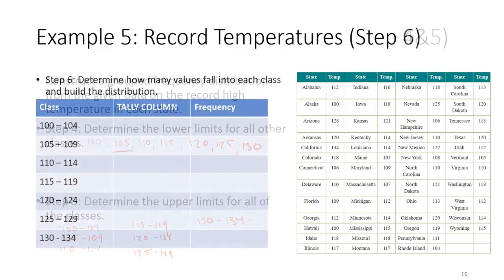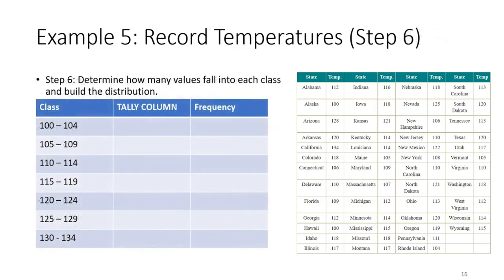The final step is to determine how many data values fall within each of these classes. And so we need to go through and count and figure out where these values fall. For example, 112 would be between 110 and 114, so we'll just write a little dash here as a tally. We're just going to keep track. 100 would fall in this column. 128 would fall in this column. And so on. 120, 134, 118, and 106.